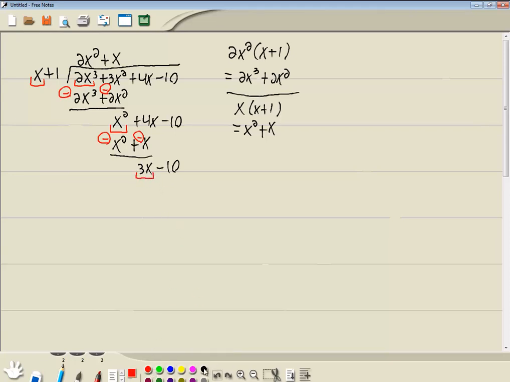And we look at the first term of each and decide what to put up on top. We ask ourselves what times x gives us 3x, and that'd be 3. And whatever you put up on top, you multiply by what's out in front. So we'll take 3 times x plus 1, which gives us 3x plus 3.